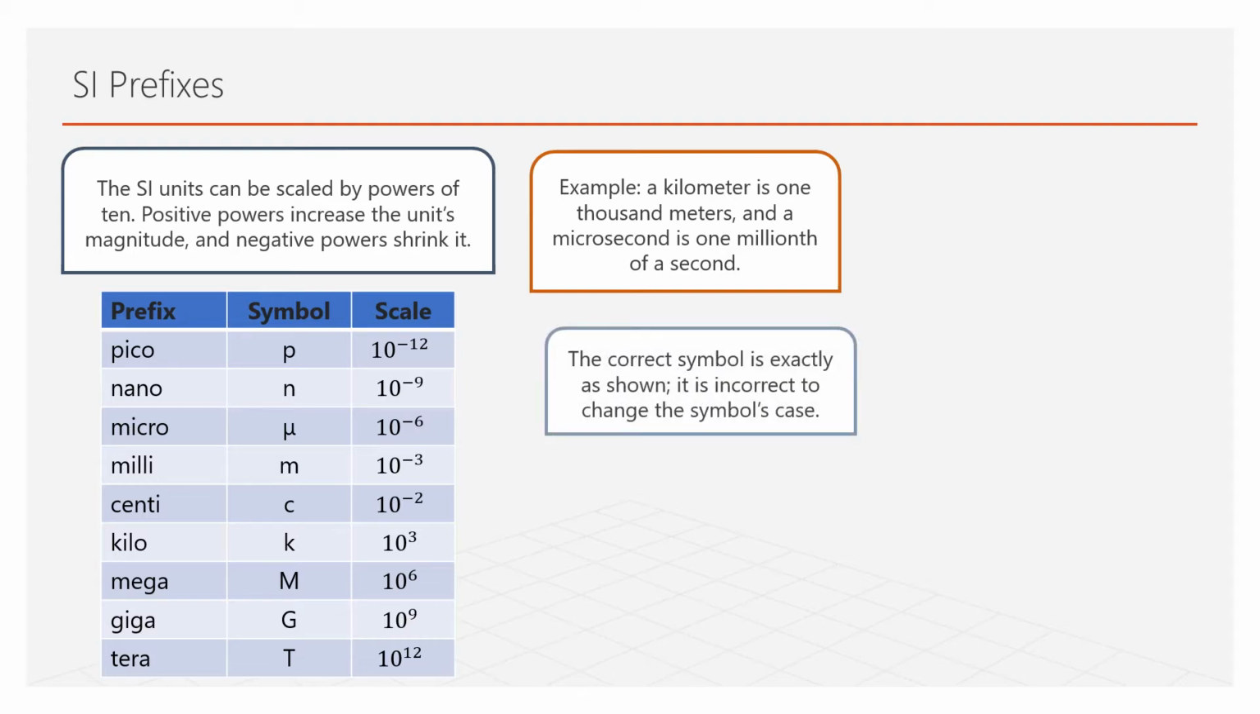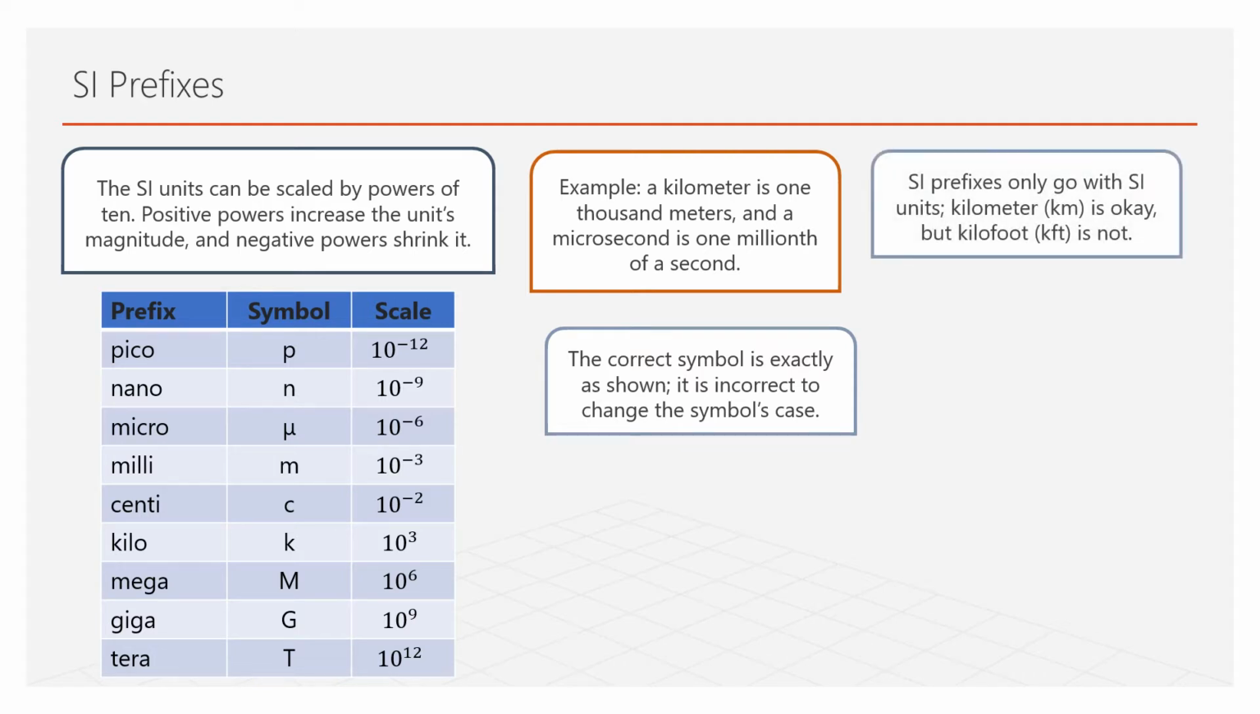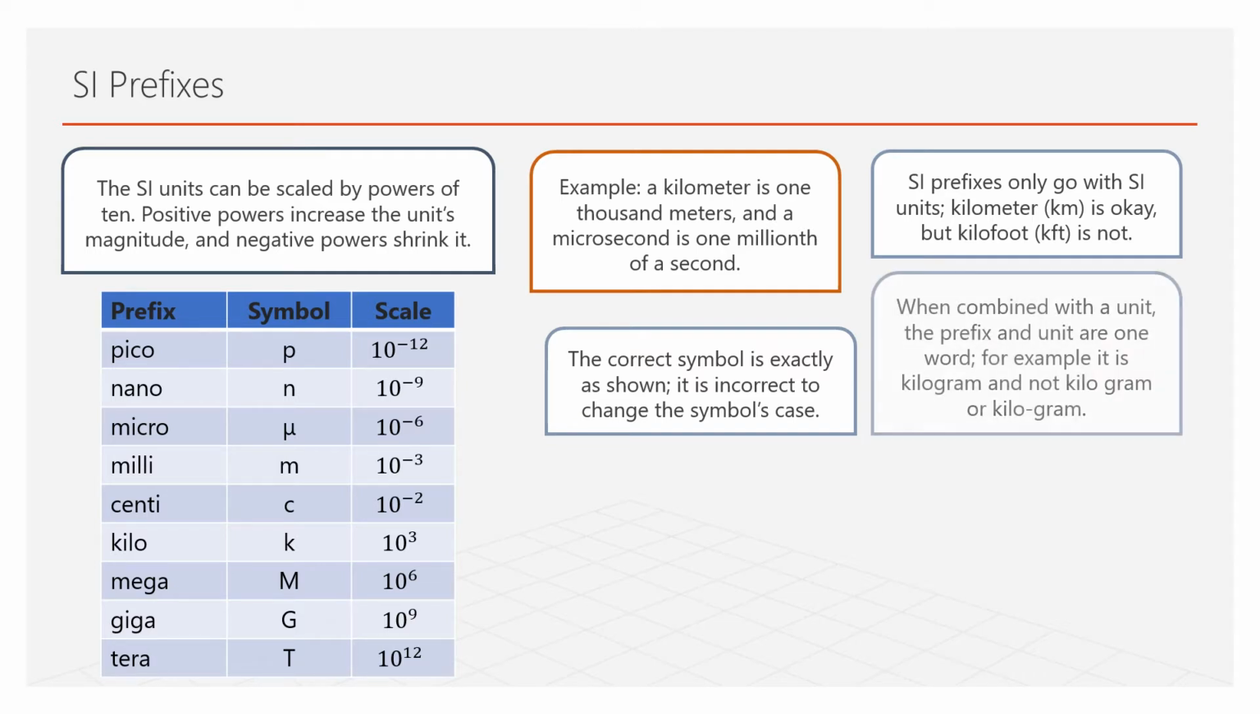The correct symbol is exactly as shown. It is incorrect to change the symbol's case. For example, milli and mega are both M, but the case matters. SI prefixes only go with SI units. For example, a kilometer is okay, but a kilofoot is not. When combined with a unit, the prefix and unit are one word. For example, kilogram and not kilo space gram or kilo dash gram.